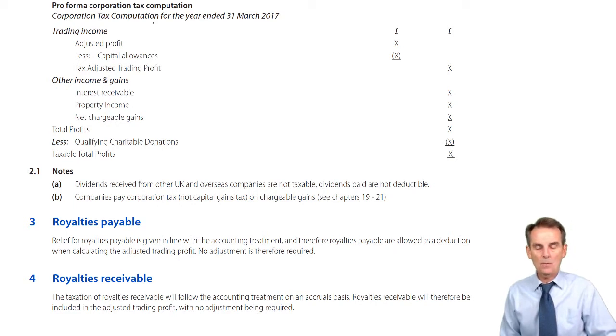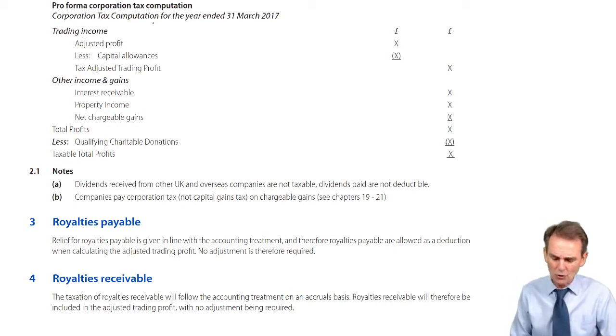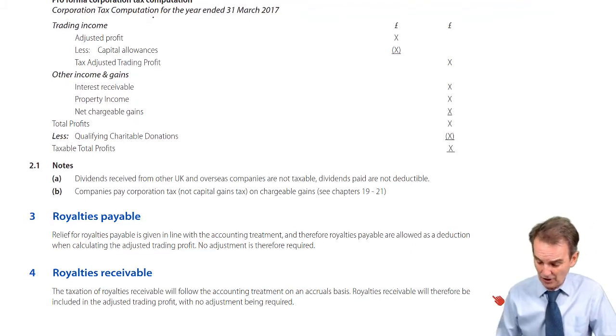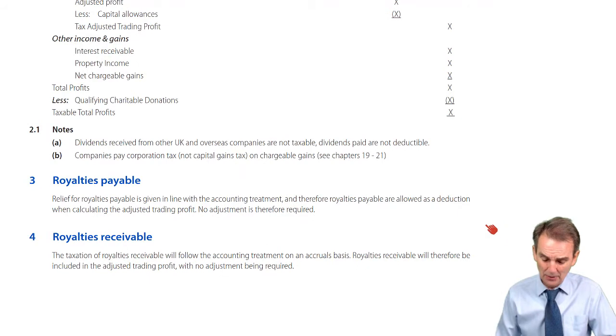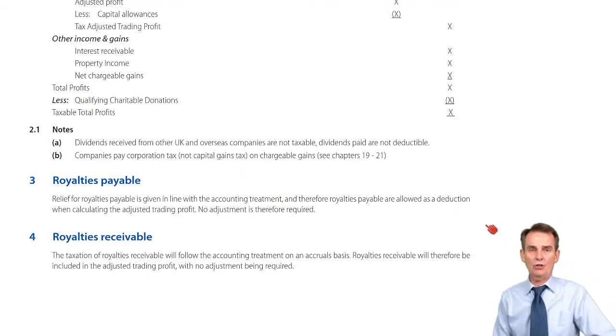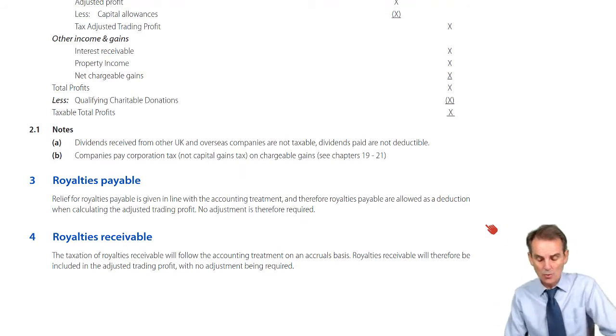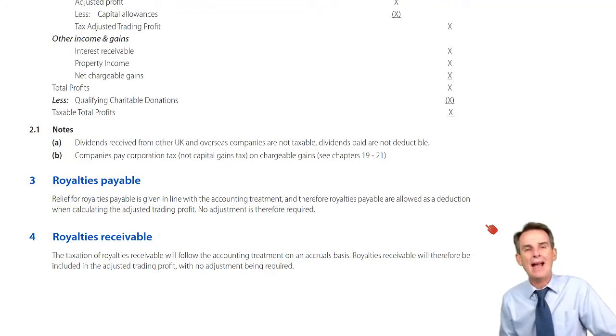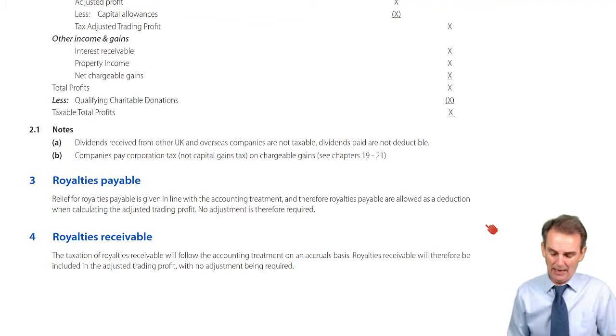Most of the work was going to be involved in establishing the trading income figure. The first couple of points, hardly worthy to be fair of separate note, are royalties payable and royalties receivable. If you own a patent, you may receive royalties. If you are using someone's patent, you may be paying royalties. Basically, these go through as part of the trading income assessment.